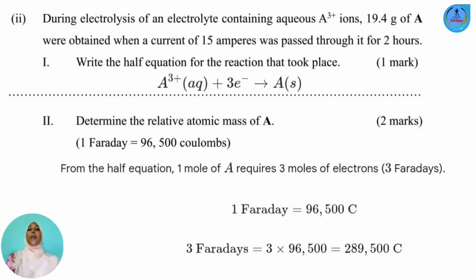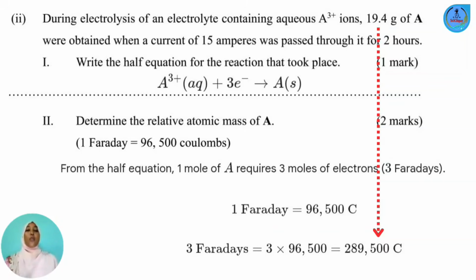So 3 multiplied by 96,500 will give us 289,500 coulombs. That is what we need for the formation of 1 mole of A. We need 3 Faradays, that is equal to that. Now, in the next part of our question, when we look at the information that we have, we are being told that 19.4 grams of A was obtained when a current of 15 amperes was passed through it for 2 hours, right?